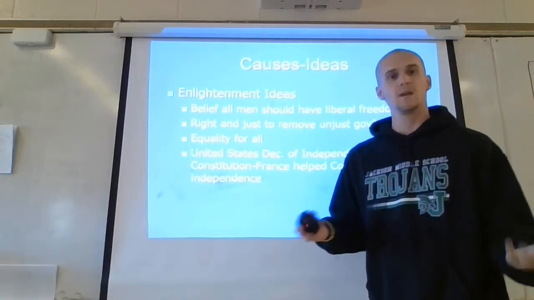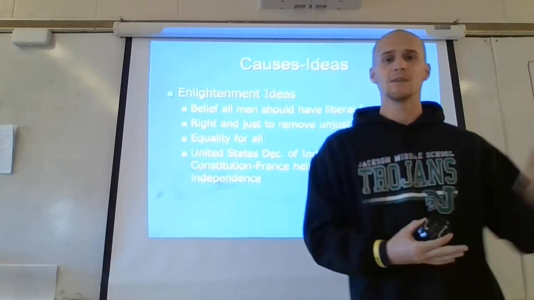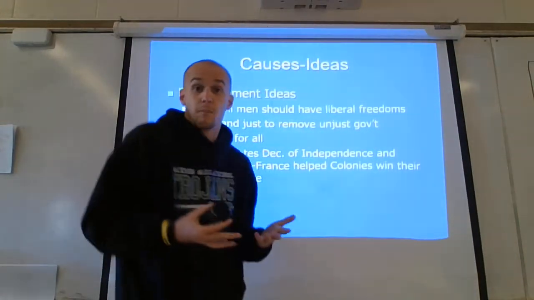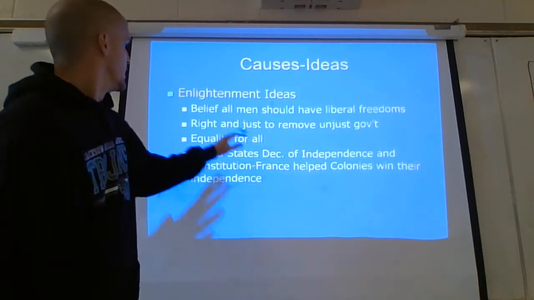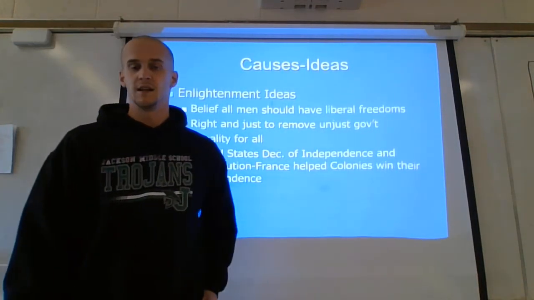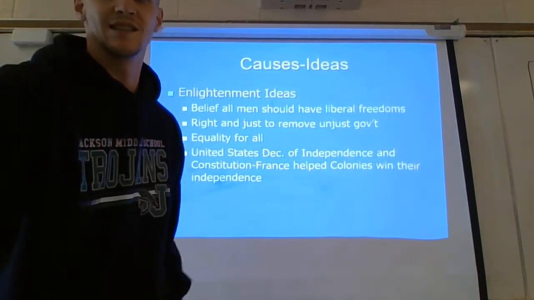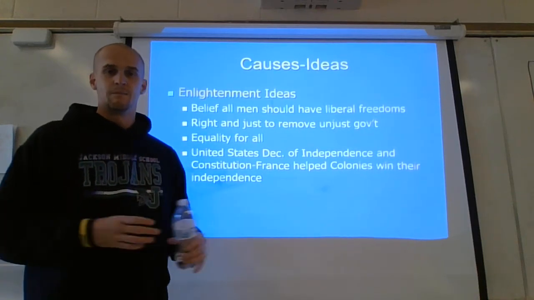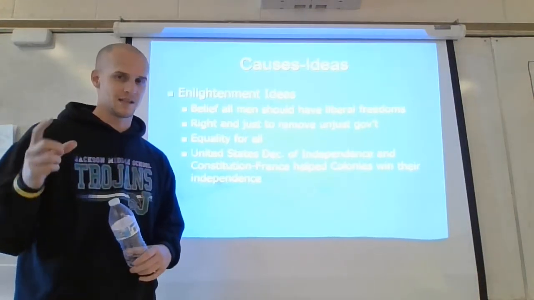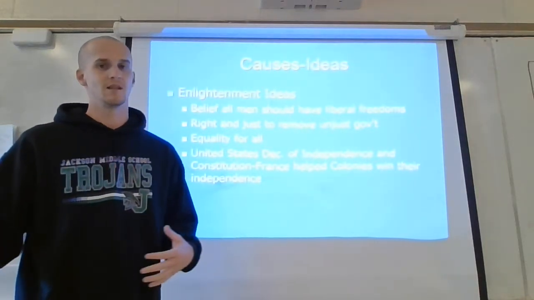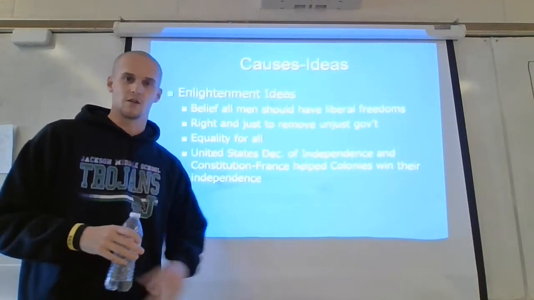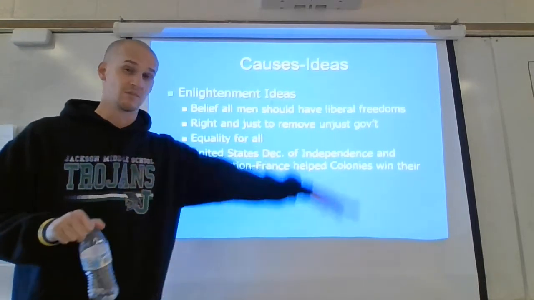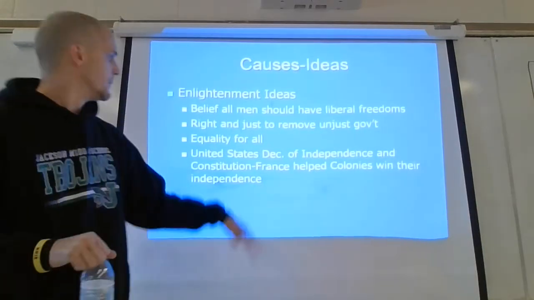And these are the Enlightenment ideas. The ideas coming out of the Enlightenment where all men should have certain freedoms, liberal freedoms. There's freedoms that are born to them. People should have the right to remove a government that is unfair or unjust or isn't looking out for their well-being. Equality for all. Everybody is equal. This, in France, is talking about monetarily. The poor and the rich should have the same rights. The members of the clergy and the regular population should have the same rights. And we're going to talk about what some of those rights are moving forward. But everyone should be equal.